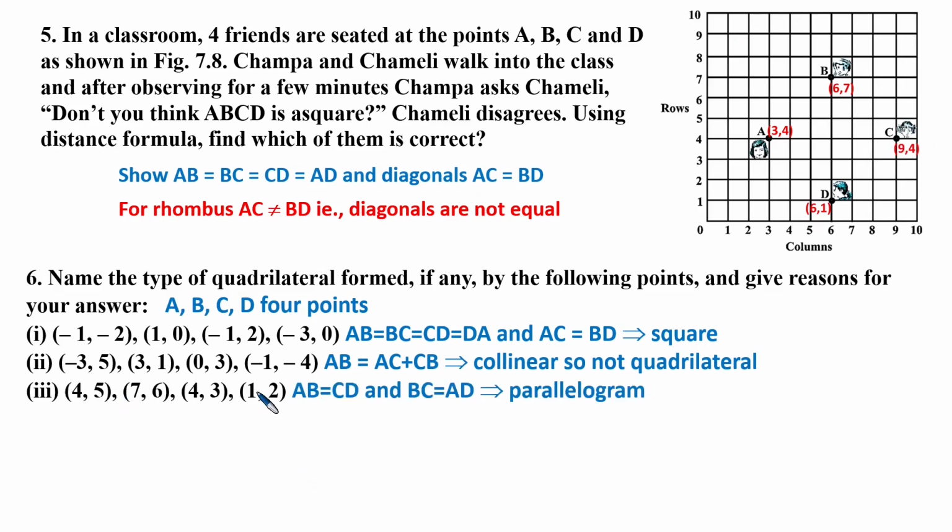Third, these are the points, and here I see that AB is equal to CD and BC is equal to AD, but your diagonals may not be the same. Just check it.